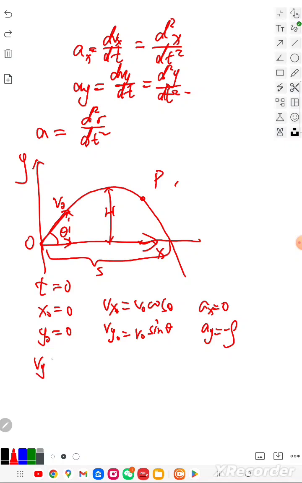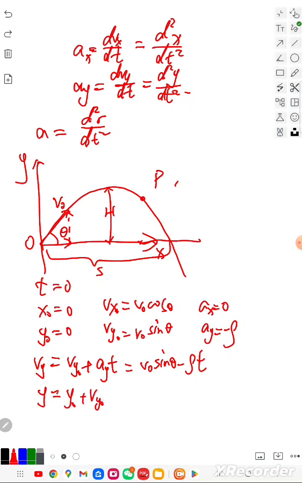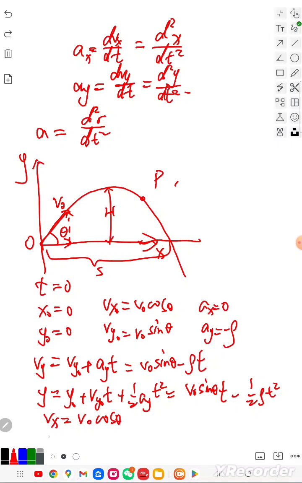So we use the conclusion from before: vy equals vy0 plus ay t equals v0 sine zeta minus gt. And y equals y0 plus vy0 t plus 1/2 ay t squared equals v0 sine zeta t minus 1/2 gt squared. Then in the x direction, before landing, it goes like a constant velocity linear movement, right? So we also have vx equals v0 cosine zeta, and x equals v0 cosine zeta t. Let these be equations 1 and 2.